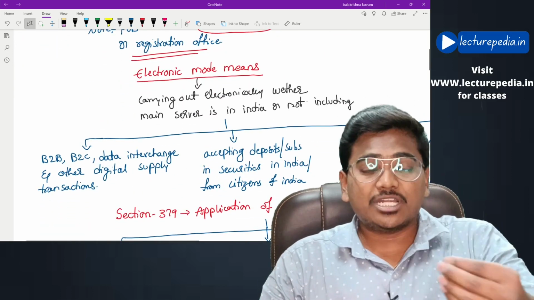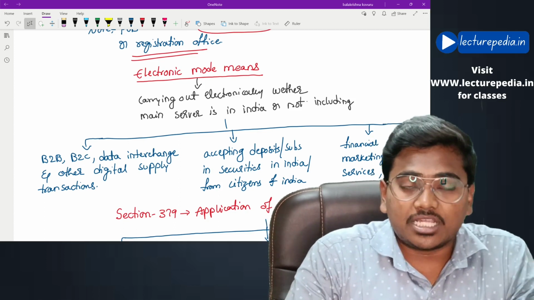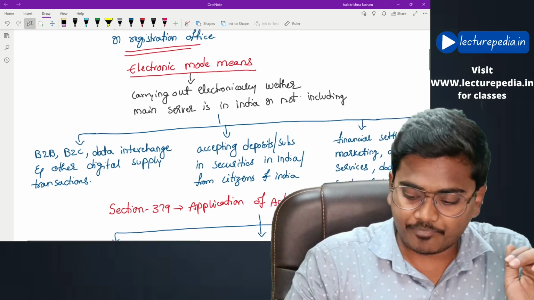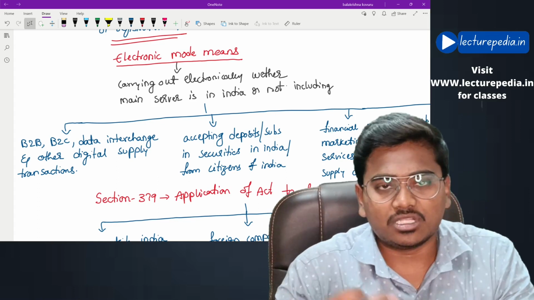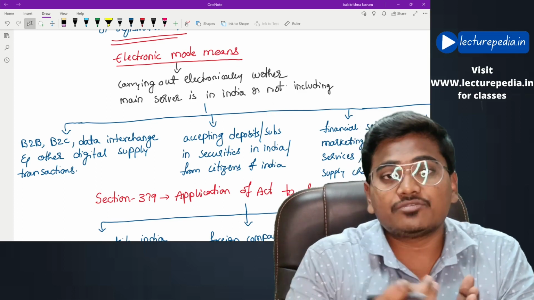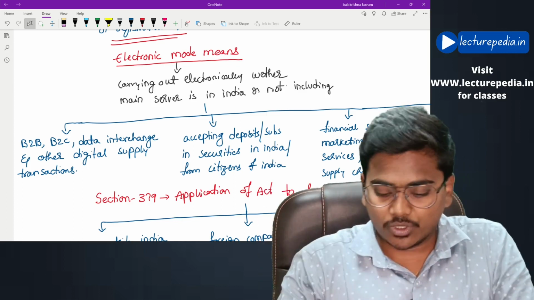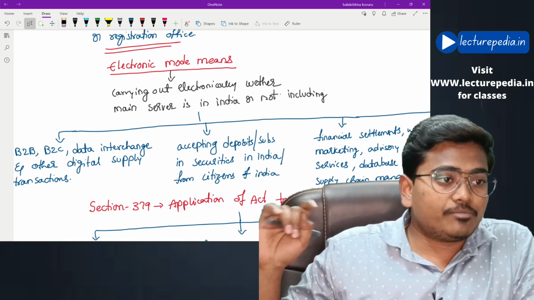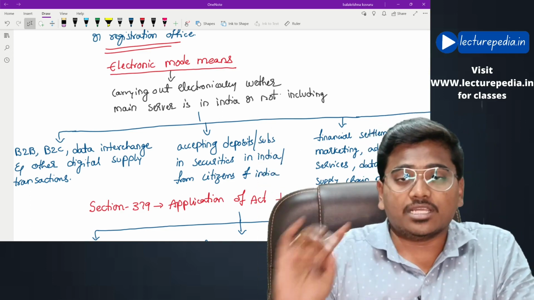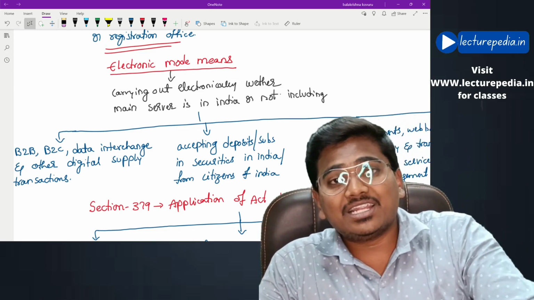Now, what is meant by electronic mode? There are certain 5 types of transactions given that will be included in the electronic mode definition. They have listed these five, but apart from these 5, various other types of transactions which are conducted through electronic mode will also be included. This is just an illustrative list. Now, electronic mode means carrying out electronically whether the main server is located in India or outside India. It is not to be seen whether the server is in India or outside India.